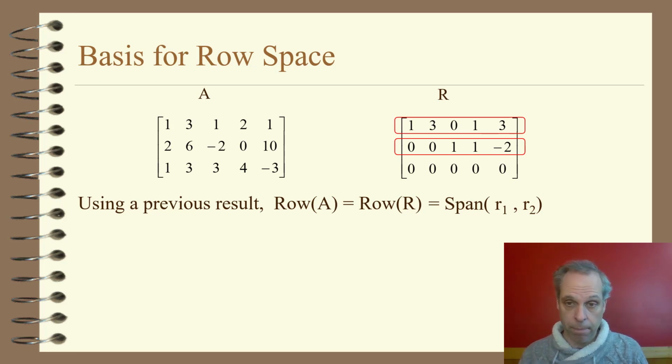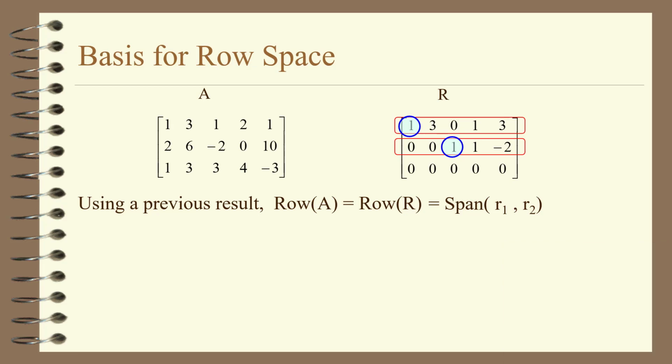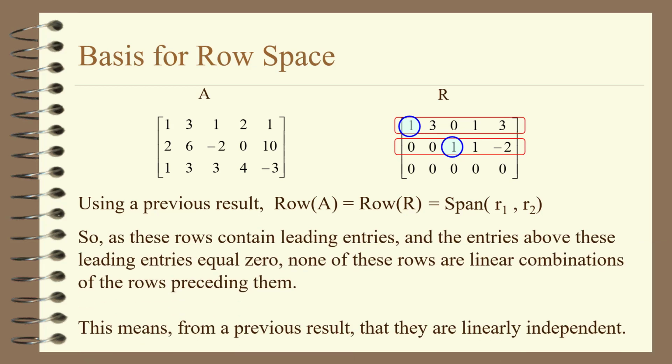row echelon form. But then look at those two rows. When you look at those two rows, notice that they have leading entries in them, and all the other entries above and below those leading entries are 0. Because of that, that means then that none of the rows can be linear combinations of the rows preceding them. From a theorem I've already shown you, if that's true, that means that those vectors have to be linearly independent.